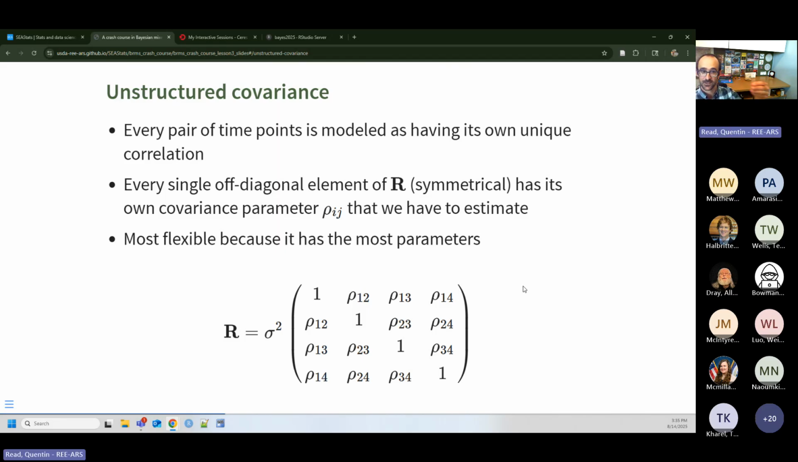Clearly, this is the most flexible and could give you the closest fit to the data because it has a separate parameter for every one. But it's got a lot of parameters. And look, 4 by 4 is pretty easy, but we have 23 time points. So we would have to estimate hundreds of parameters, one for every combination of 2 time points.